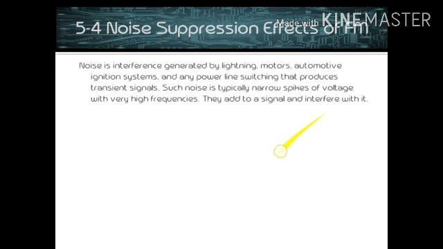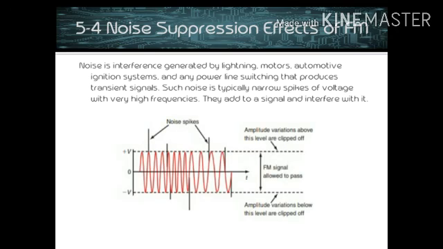Now for the noise suppression effects of FM. Noise is interference generated by lightning, motors, automotive ignition systems, and any power line switching that produces transient signals. Such noise is typically narrow spikes of voltage with very high frequency. They add to the signal and interfere with it. Now that was the illustration of a signal getting interfered with by a noise spike.